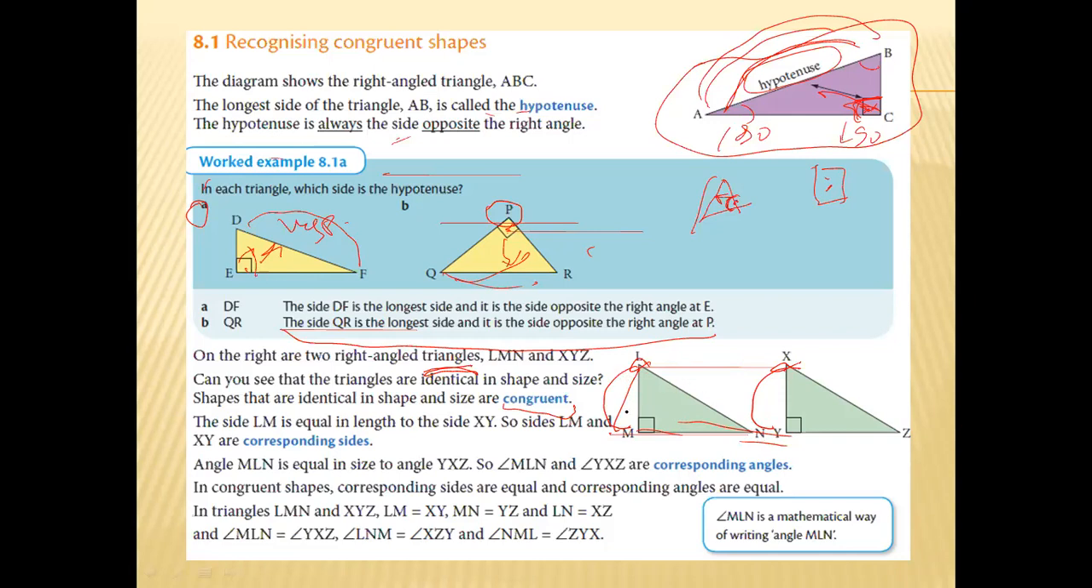Angle MLN is here. Angle of L, and the size of triangle angle YXZ. So these angles are also equal to each other. And we can show it in geometry, the mathematical way of writing angle. When you see this sign, it means angle. Angle X, there we have angle Y, there we have angle Z.